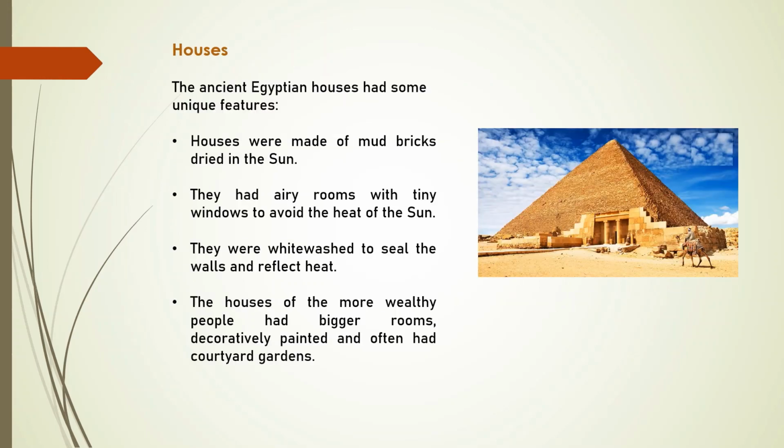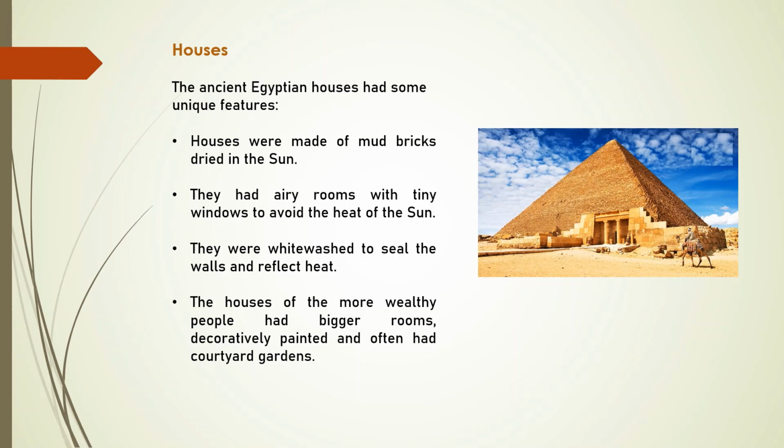Now, houses. The ancient Egyptian houses had some unique features that you can see in this picture. Houses were made of mud bricks dried in the sun. They had airy rooms with tiny windows to avoid the heat of the sun. They were whitewashed to seal the walls and reflect heat. The houses of the more wealthy people had bigger rooms, decoratively painted, and often had courtyard gardens.